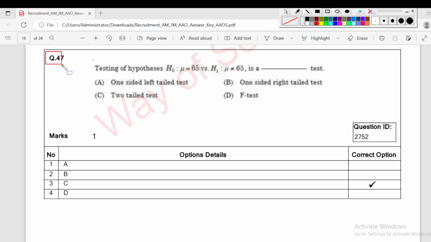Question number 47. Testing of hypothesis H0: mu equal to 65 against H1: mu not equal to 65 is a dash test. Option A one-sided left tail test, option B one-sided right tail test, option C two-tailed test, option D F test. Option C is correct, two-tailed test.